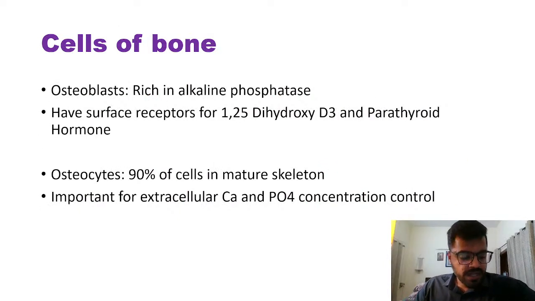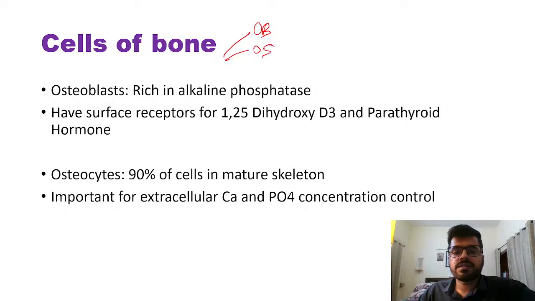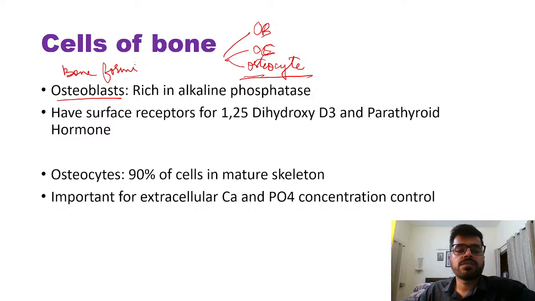Then we come to the cells of the bone. So there are three cells: osteoblast, osteoclast, and osteocyte. So osteoblast, they are the bone forming cells. Osteoblasts are the bone forming cells.